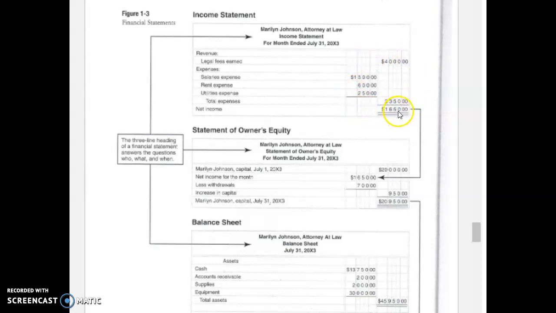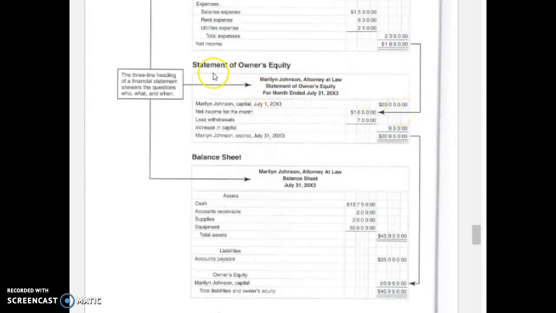Now, notice the next statement that you do is the statement of owner's equity. Again, you have the three lines here to identify your financial statement. The statement of owner's equity is the second statement that you prepare. Notice that it is for the same time period, because the statement of owner's equity takes into account the revenue and the expenses for that period of time. So it's like a video too. It's from point 1 to point 2.